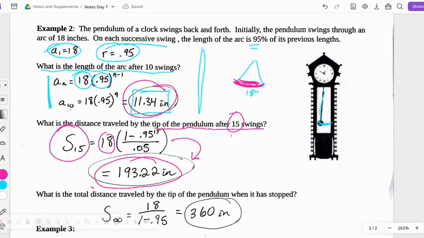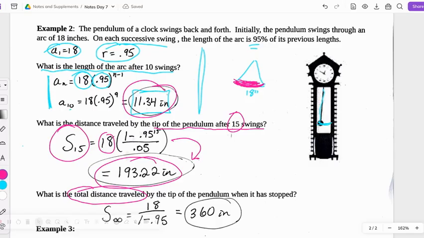Okay, so now here's the new stuff. Today's question: what is the total distance traveled by the tip of the pendulum when it has stopped? So again, we know that this process of 95% is not going to actually keep going for an infinite amount of time. The pendulum will stop. But what can we use in theory to come up with this answer? We can use our new infinite sum and just say, all right, we're going to sum up an infinite amount of swings here. Here we go.